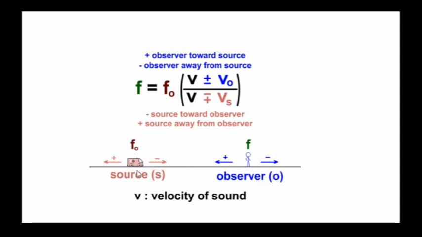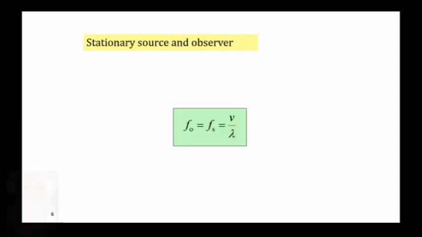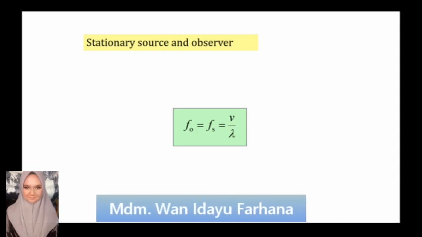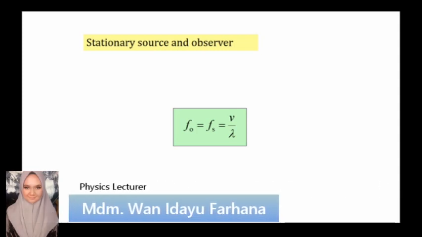Okay, if the source moves toward the observer, the sign for source velocity will be negative. On the other hand, if the source moves away from the observer, then the sign will be positive. Alright. Okay class, there are a few notes that you should bear in mind. I will explain to you one by one.